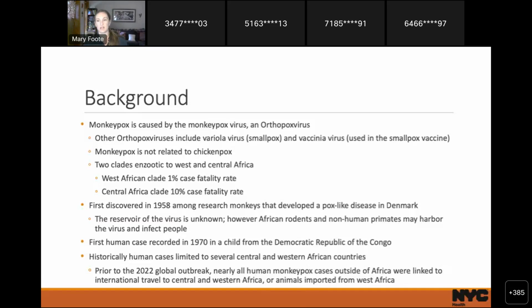And with monkeypox, there are two major clades, or sort of subtypes, so to speak. One is the Central African clade, which is considered a more severe form, which can carry with it up to a 10% or more case fatality rate. And then we have the West African clade, which has been more mild and has, prior to this outbreak, been about a 1% case fatality rate.